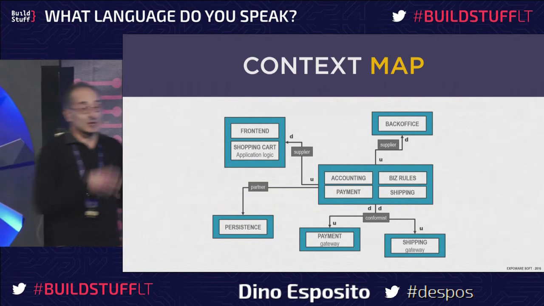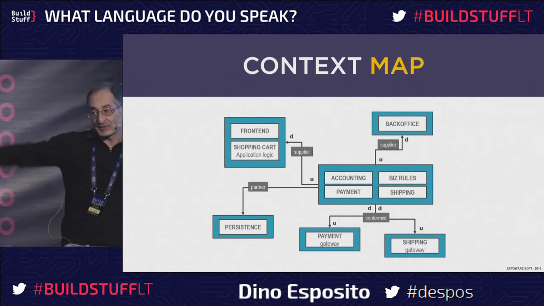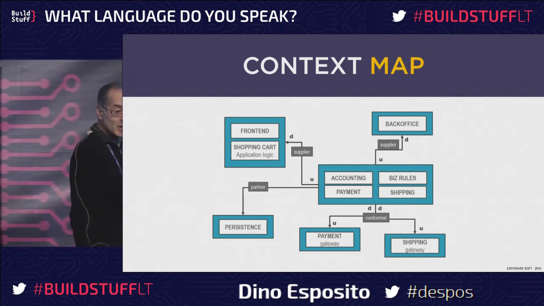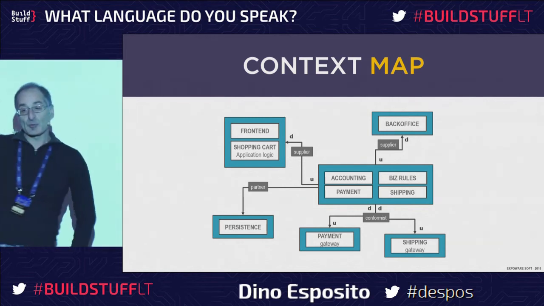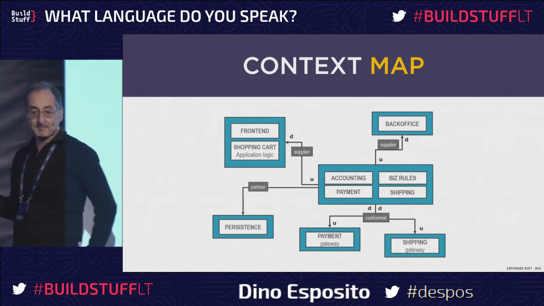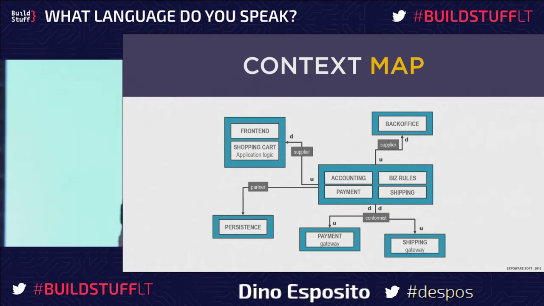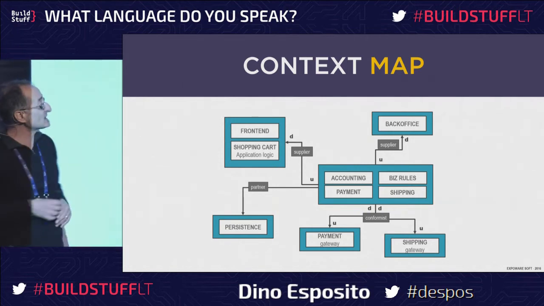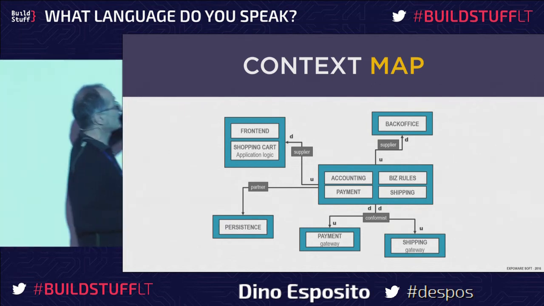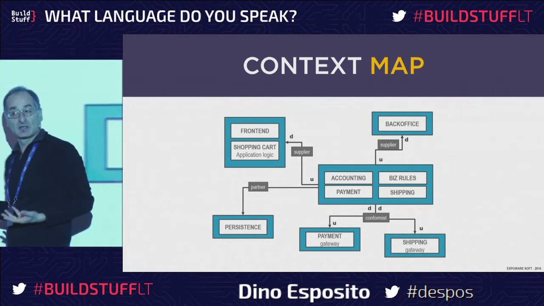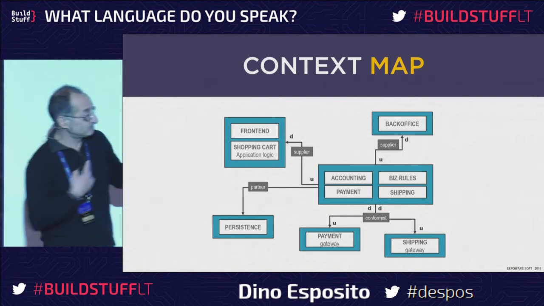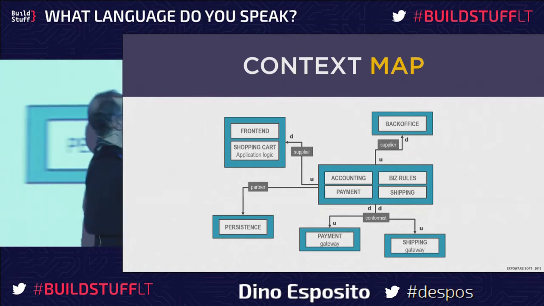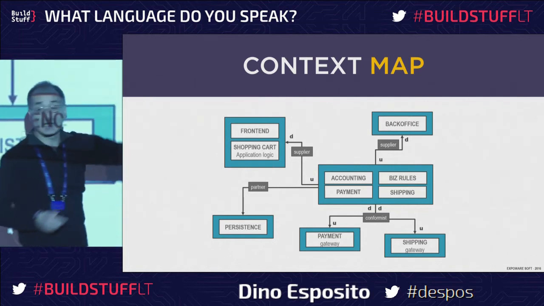And this leads us to another pattern of DDD strategic design, the context map, which is where the architect defines relationships between bounded contexts. Now, in this graphic, the blue blocks represent bounded contexts, and the arrows and their labels define relationships. DDD defines three main types of relationships. There is the customer-supplier, the partner, and the conformist.